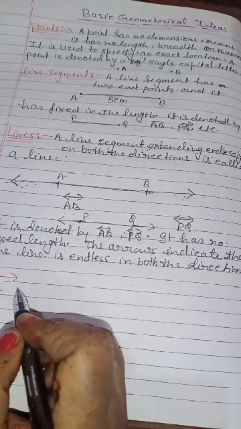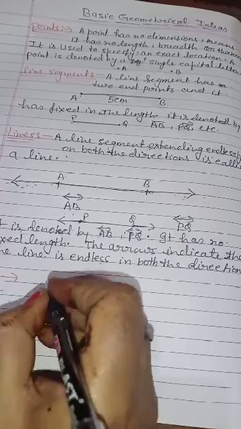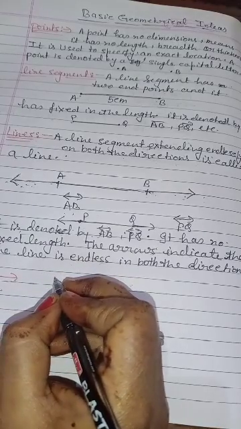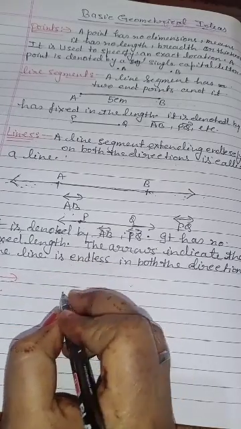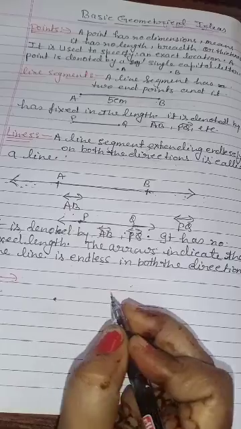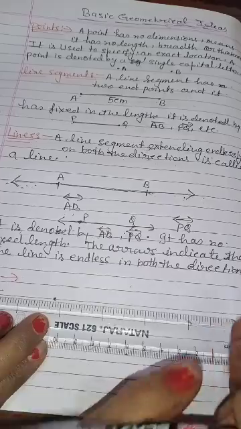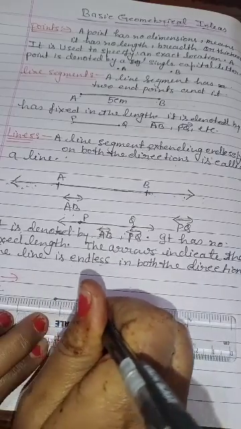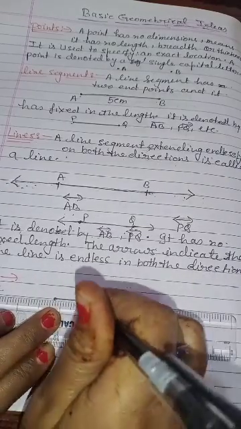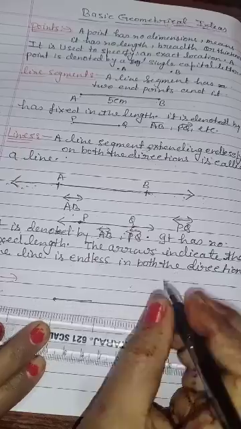Now the third definition comes: ray. A ray is a line segment extending endlessly in one direction. Suppose we have a fixed point on one side, and I have drawn a line segment in such a way that it can be extended in only one direction, and on one side it has a fixed point.